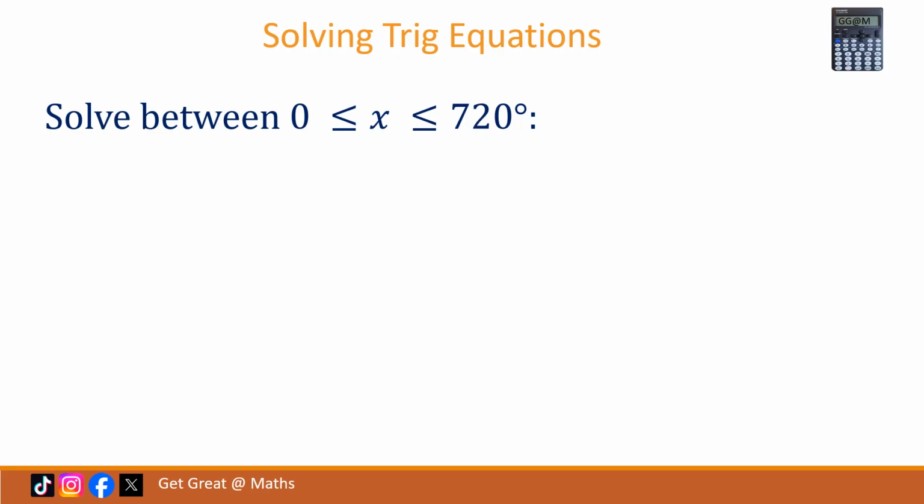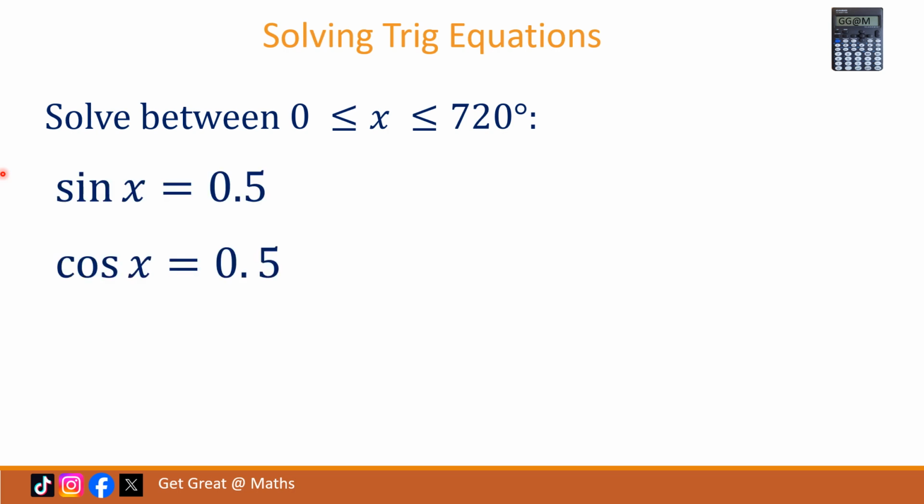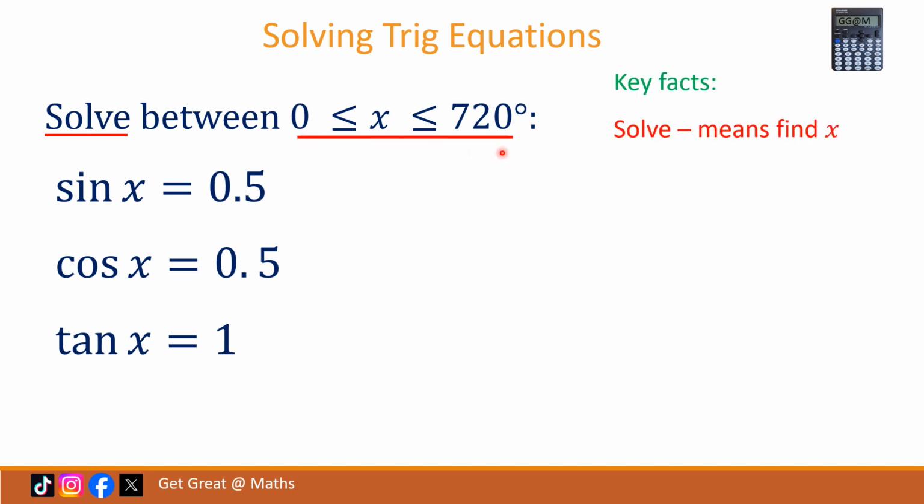In this lesson we're looking at solving trig equations, and we're going to be solving these trig equations between 0 and 720. And the three trig functions we're going to be looking at are sine, cos and tan, and we're going to be looking at solving sine x is equal to 0.5, cos x is equal to 0.5 and tan x is equal to 1. Now the key words in this question are the word solve and the values of x we're going between, so 0 and 720. So the key facts are that the word solve means find x.